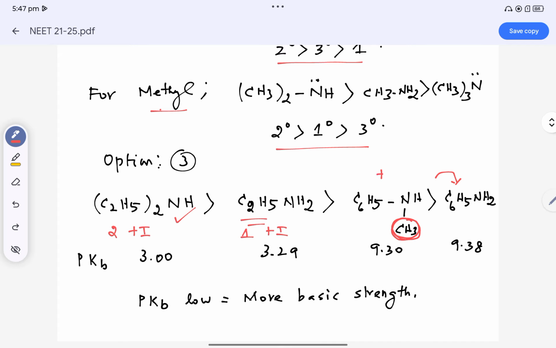Okay, plus I effect possessing this group. So aniline is found to be the least basic. It is further supported by the pKb value. It is given, so the least pKb value is found to be low, which shows more basic strength. So option 3 will be the correct answer.